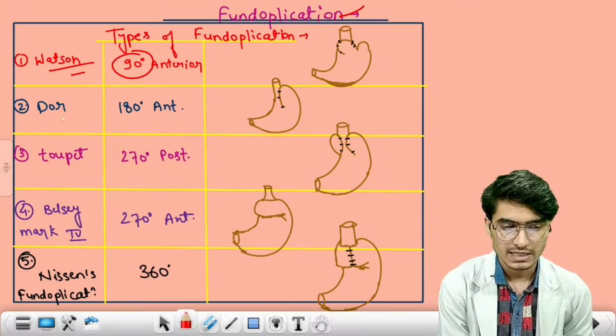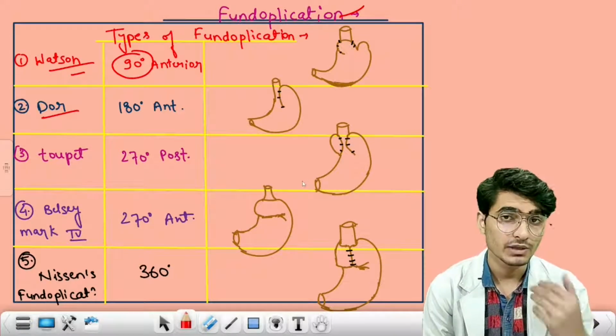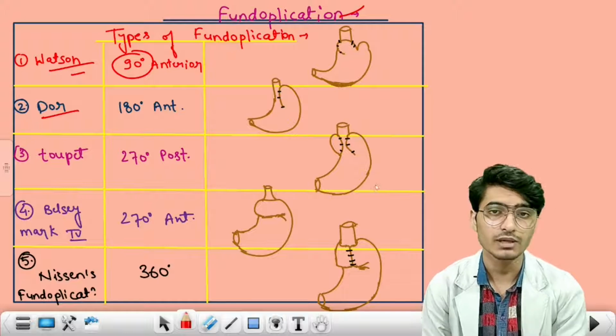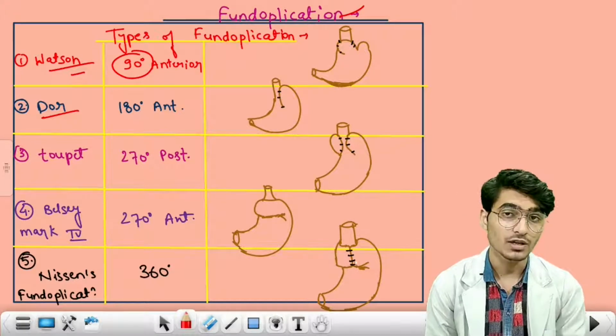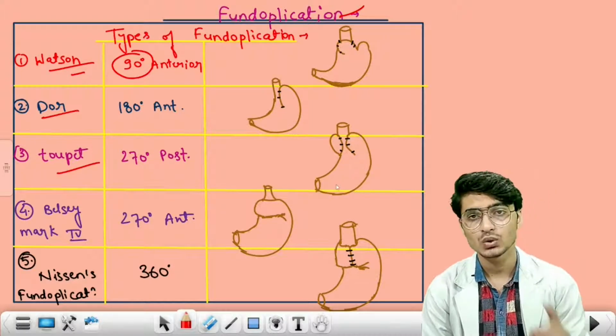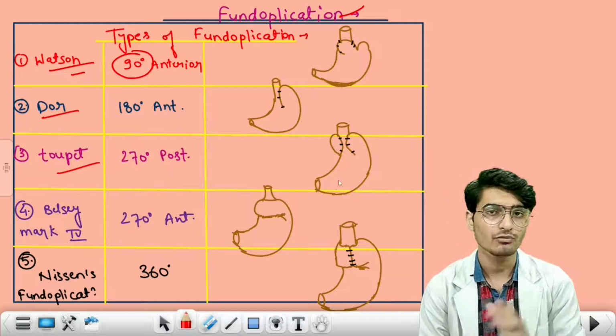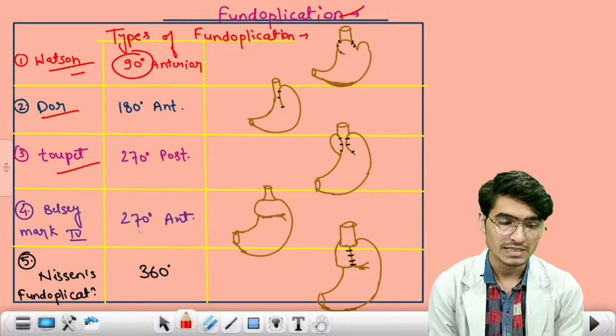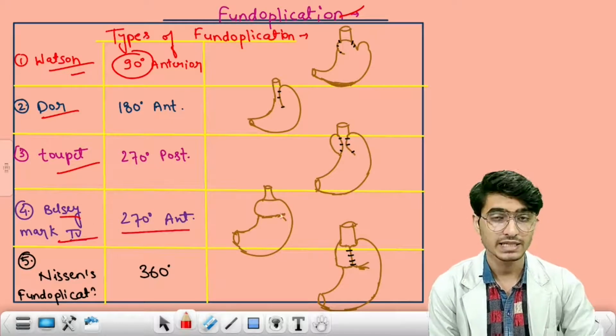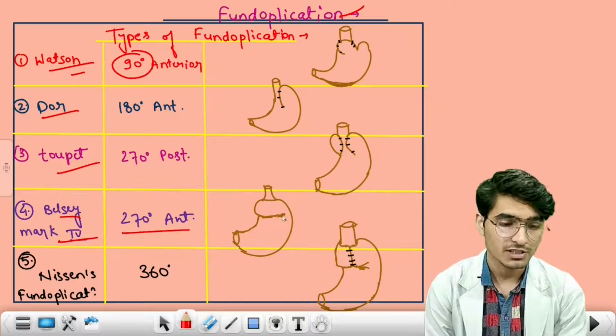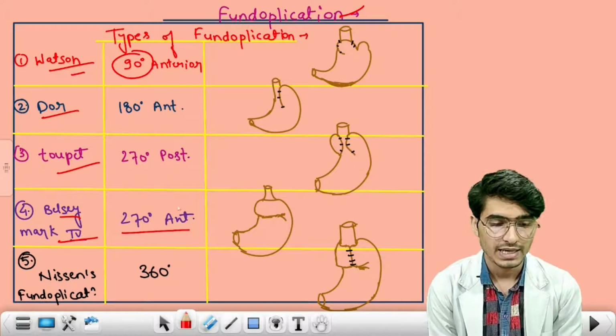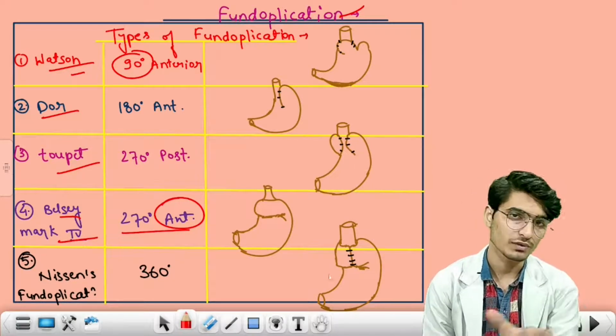The second one is the Dor, that is basically a 180-degree wrap of the fundus over the lower end of the esophagus. The third one is the Toupet, that is basically a 270-degree posterior wrap of the fundus over the esophagus. And the Belsey Mark 4, that is a 270-degree anterior wrap, just opposite to the previous one, that is a 270-degree anterior wrap of the fundus over the esophagus.